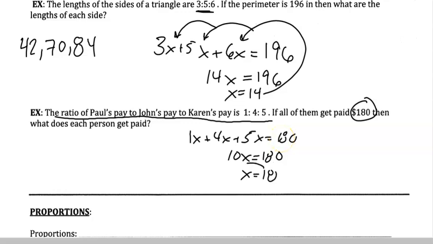And when you substitute back in, 1 times 18 is 18. 4 times 18 is calculator time. 4 times 18 equals 72. 5 times 18 equals 90. And once again, if you want to check your answer, add them up and make sure that you get this number. Still aren't guaranteeing that it was a perfect 1 to 4 to 5, but most likely if they add up to 180, then you probably did the method right.